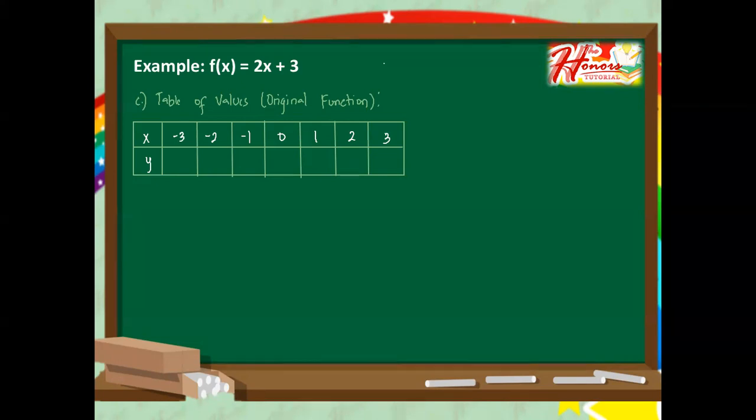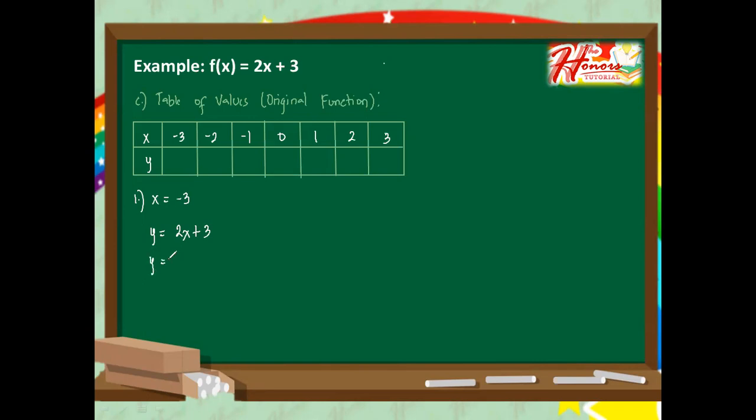Okay, so let's solve for the values of y now. Let's have x equals negative 3. So we have here 1. x equals negative 3. So let's have the original function. So that is y equals 2x plus 3.